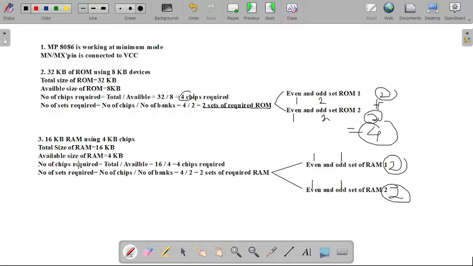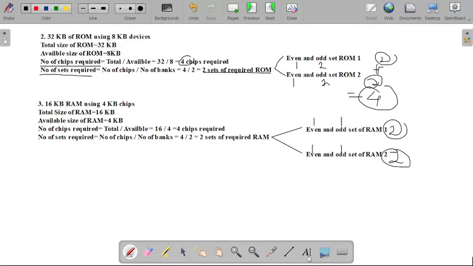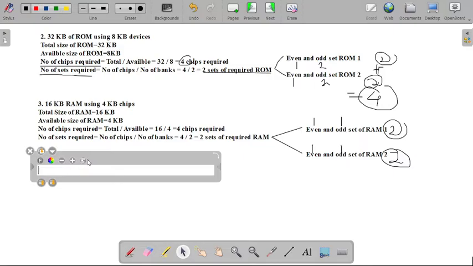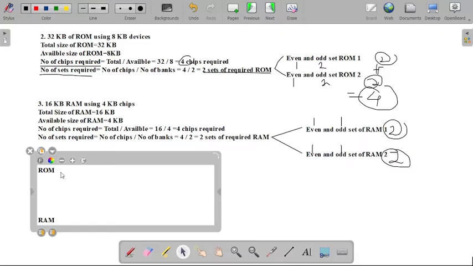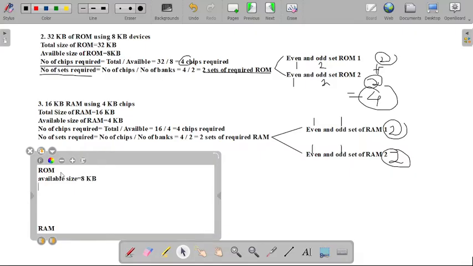Now you have identified the ROM and RAM structure, that is the number of chips and the number of sets that will be required. Now I have to identify the number of address lines required for our RAM and ROM. First of all, we will calculate it for ROM and then we will calculate it for RAM. The first one is the available size, which is equal to 8 KB. So I am finding it there as 8 KB into 1024 memory locations.